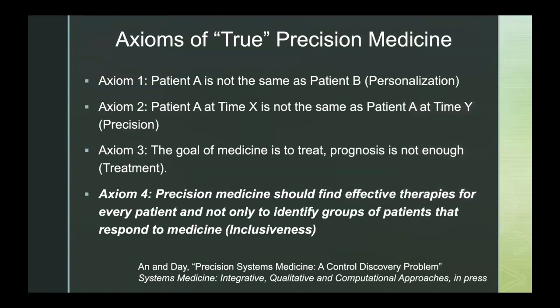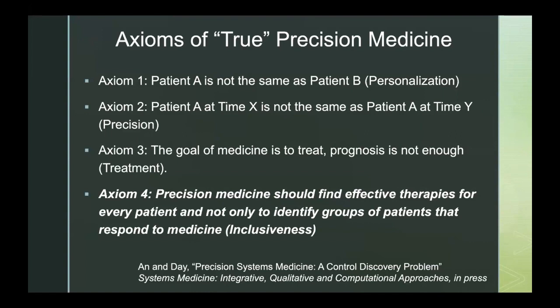So, as a clinician, we're very aware that people who seem ostensibly the same can behave very differently. And when precision and personalized medicine came around, I thought there was a lot of promise in the meaning of those particular words. And it turns out that the manifestation isn't necessarily exactly what I had hoped it was. So I came up with some of these axioms of true precision medicine several years ago. And this should be intuitive, right? That patient A is not the same as patient B. Patient A can change over time. The goal of medicine is to treat and not just prognose.